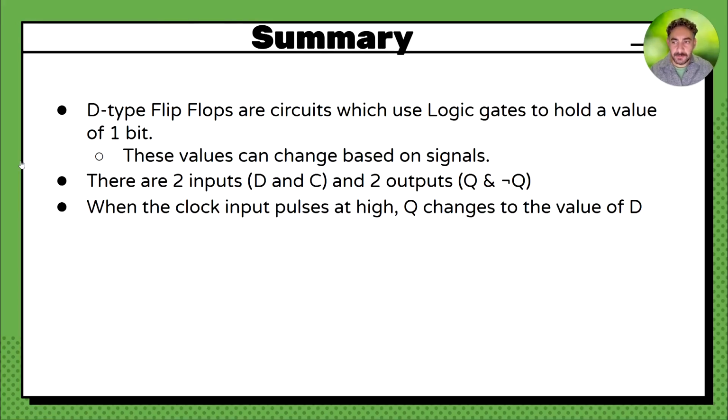So in summary, the points you need to remember are that D-type flip-flops are circuits which use logic gates to hold the value of 1 bit. These values can change based on signals, as we've seen. There are 2 inputs, which are D, which is our data, and C, which is the clock. And the 2 outputs we have are Q and the opposite of Q. When the clock input pulses high, Q changes to the value of D.